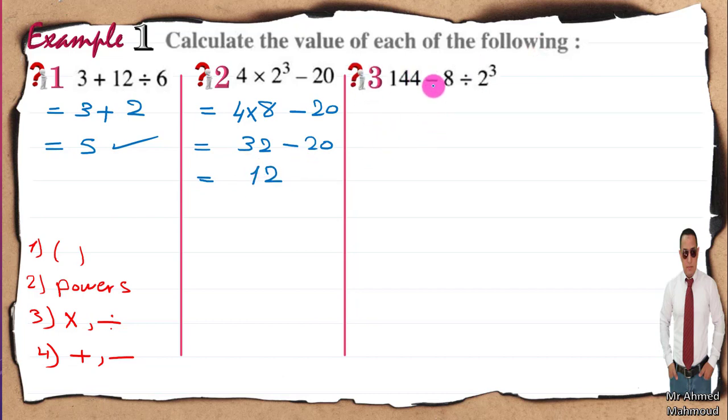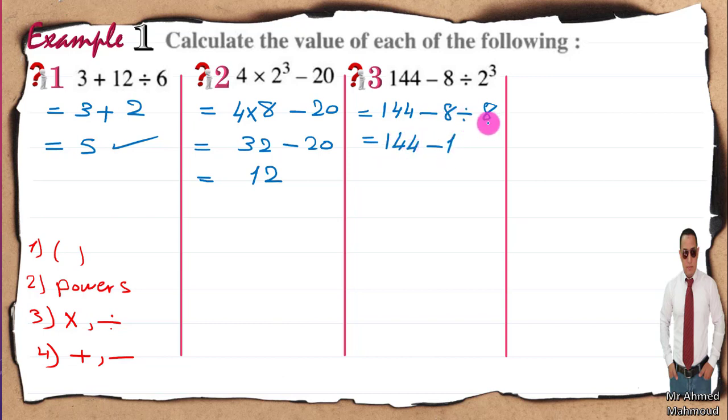Now we have minus, divide, and power. So the first step, I'm going to evaluate the power. So I'm going to write down 144 minus 8 divided by 2 power of 3 equals 8. Now I have minus and divided, so I'm going to start with the divided. So it will be 144 minus 8 divided by 8 equals 1. Finally, 144 minus 1 equals 143.